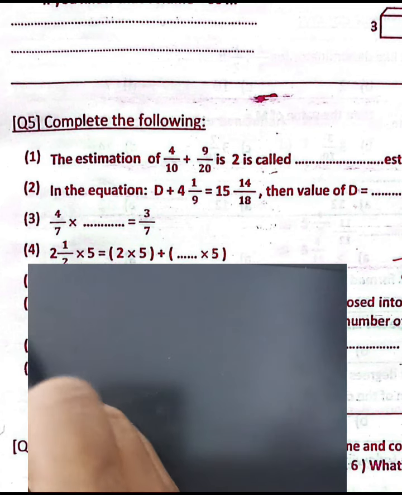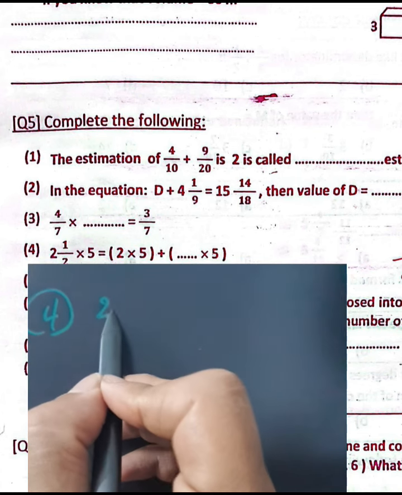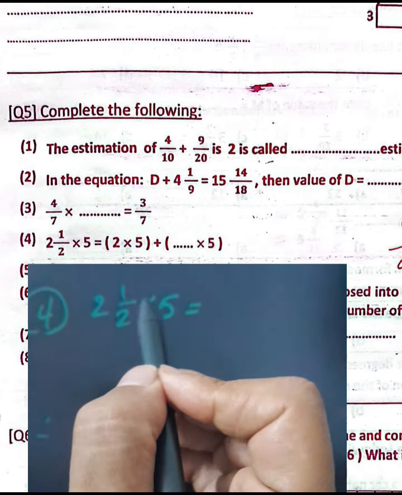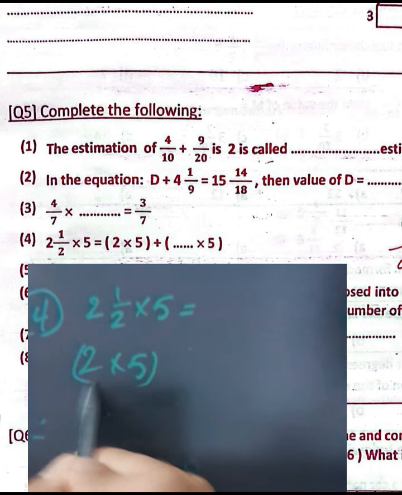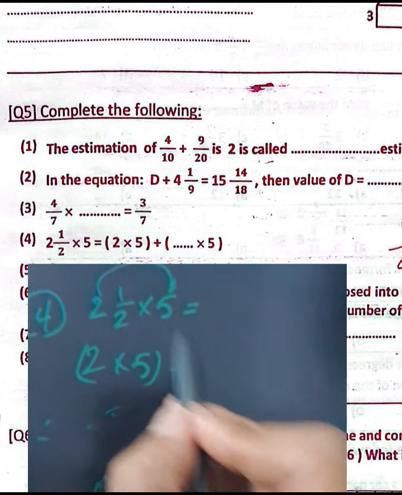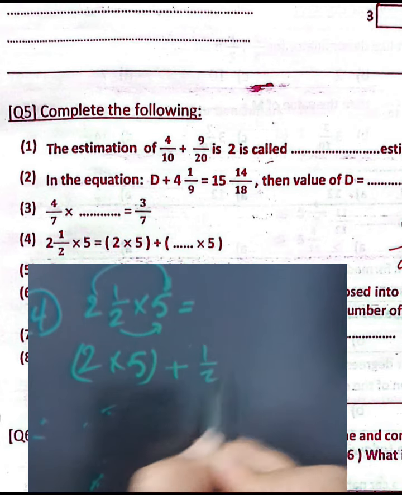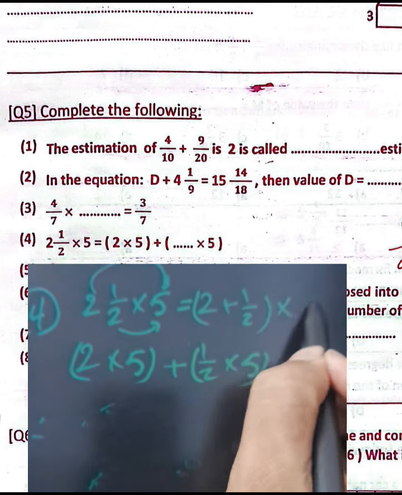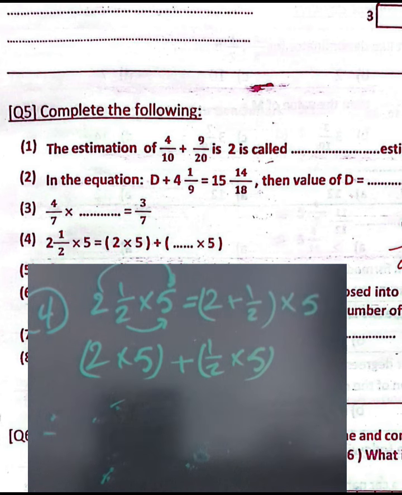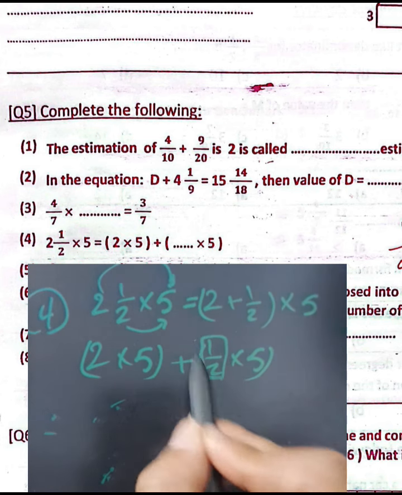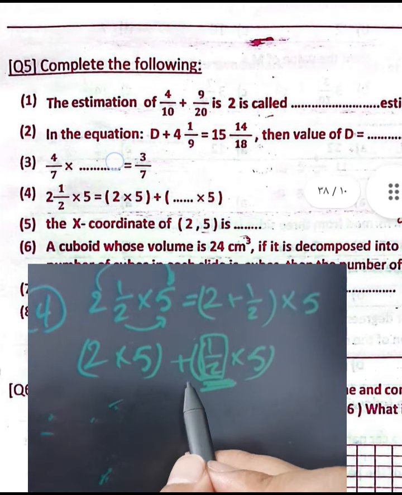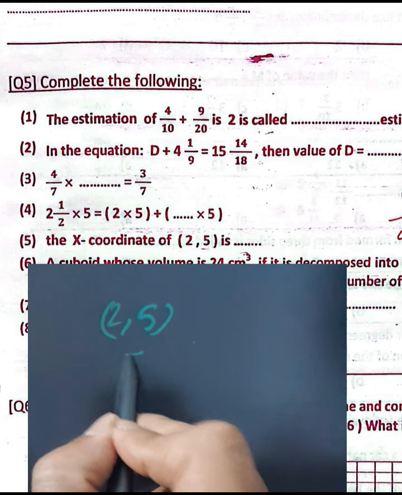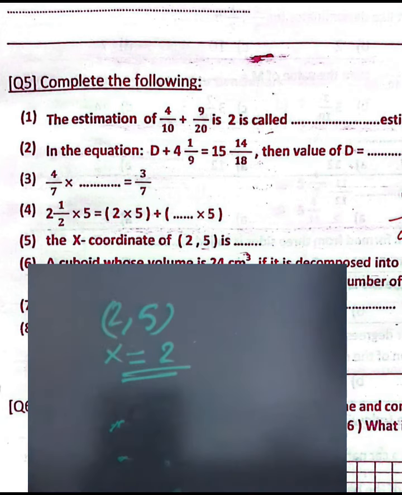Question number 4, 2 and a half multiplied by 5 equals 2 times 5 using the distributive property. 2 multiplied by 5 and half multiplied by 5. Why? Because 2 and a half means 2 plus half, multiplied by 5. We used the distributive property here. Then we must write half in this space. Okay, the result will be half. Write half in this space. Question number 5, the x coordinate of 2 and 5, in this ordered pair, x here will be 2. The value of x will be 2.